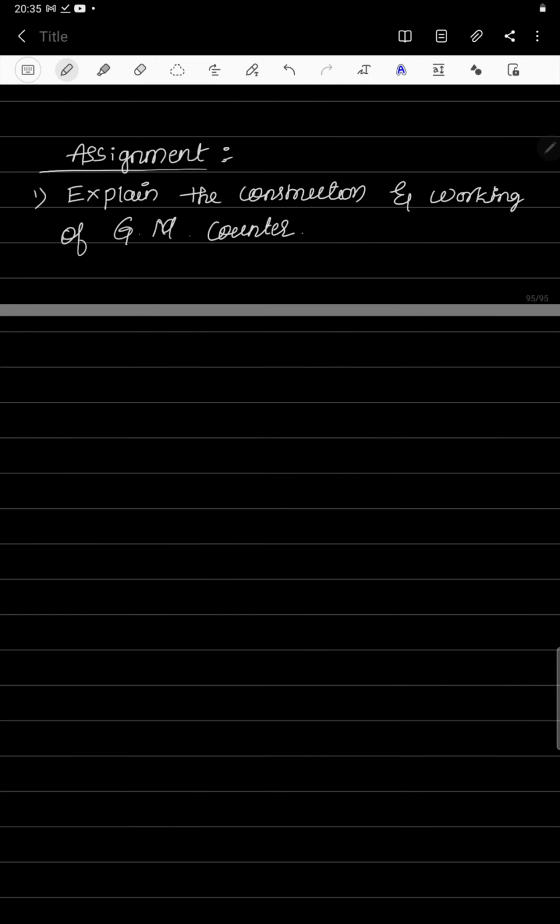Take the assignment question, students. Explain the construction and working of the GM counter. With the diagram you explain all the things and you upload it in the classroom app.